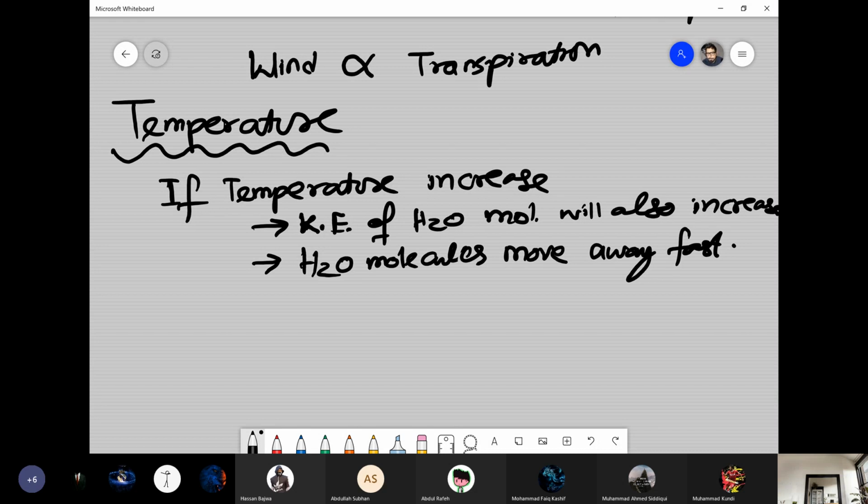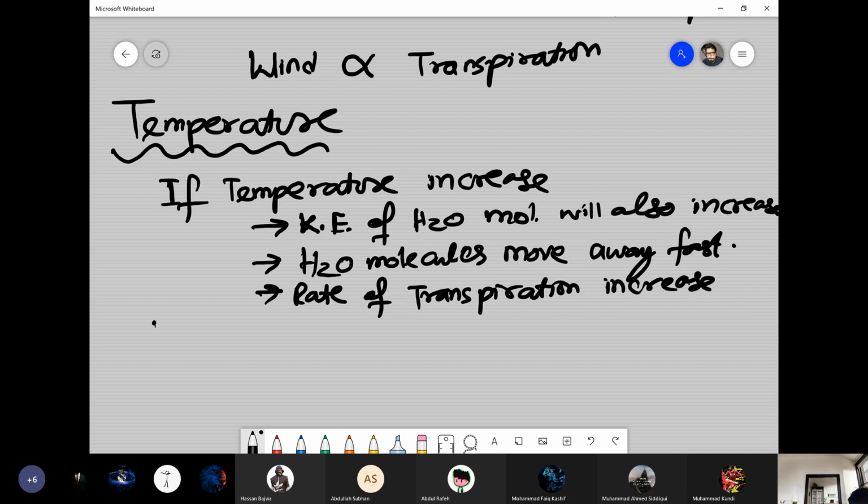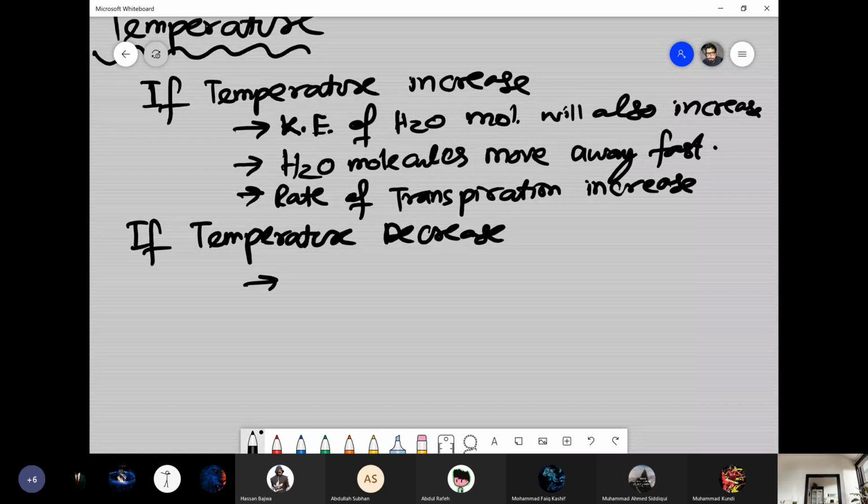Right, boys? So it means that what will happen? The rate of transpiration will increase. Same, what happens if the temperature increases, then what will happen? The kinetic energy of the molecules will decrease, right?